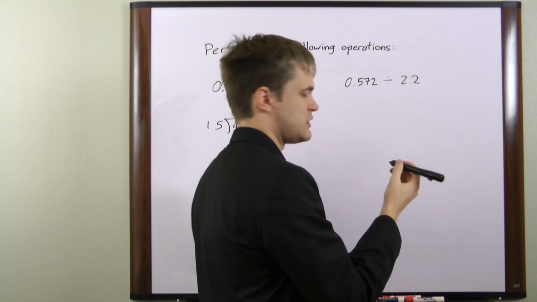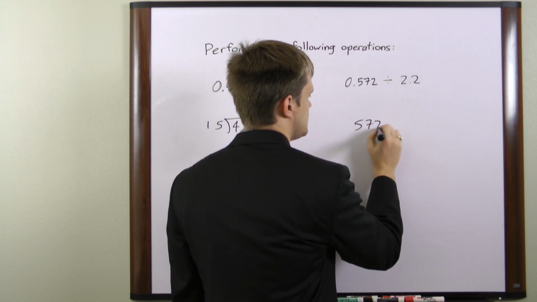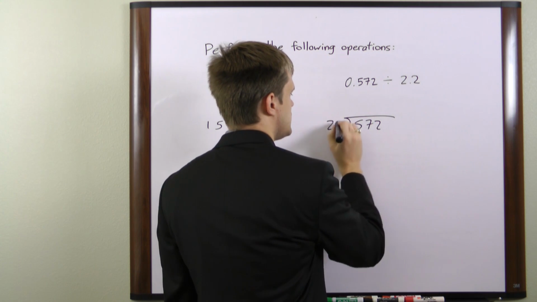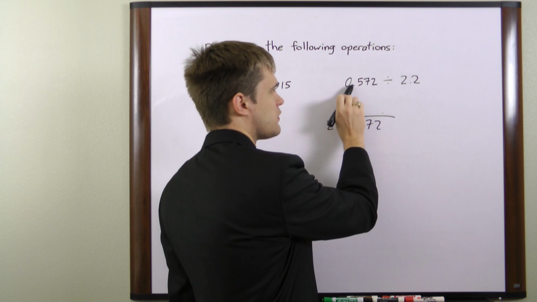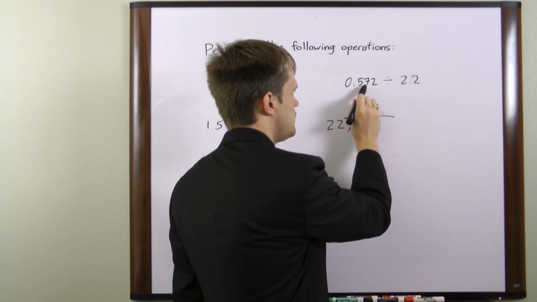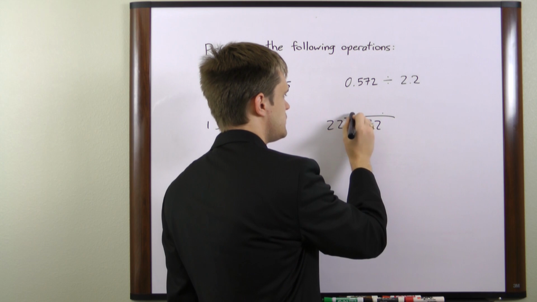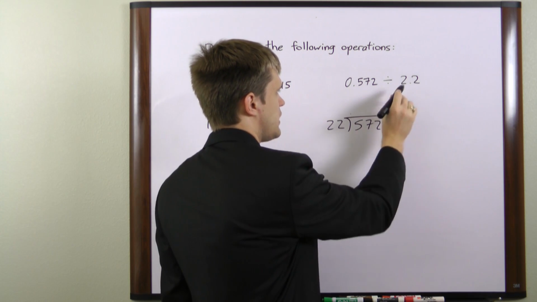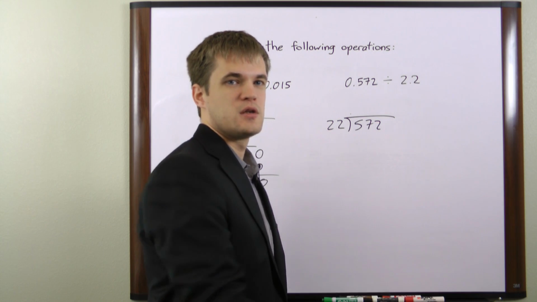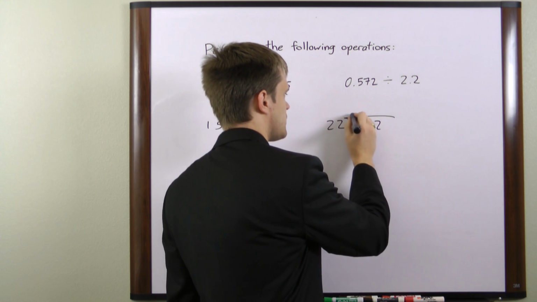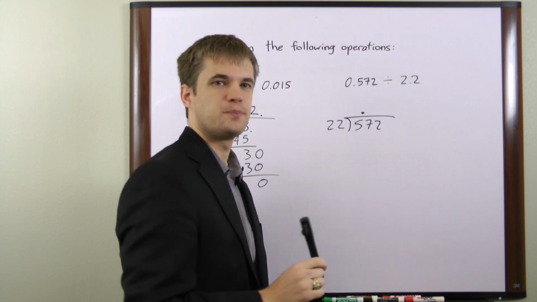Once again, we're going to convert these to whole numbers and set up long division. We have 572 on the inside and 22 on the outside. Decimal point starts here. With 572, we had to move the decimal 3 places to the right, so we'll move it 3 places to the left in the answer. And then for 2.2, we had to move the decimal point 1 place to the right, so we'll move this back 1 place to the right for the answer. So that's the location of our decimal in the answer.